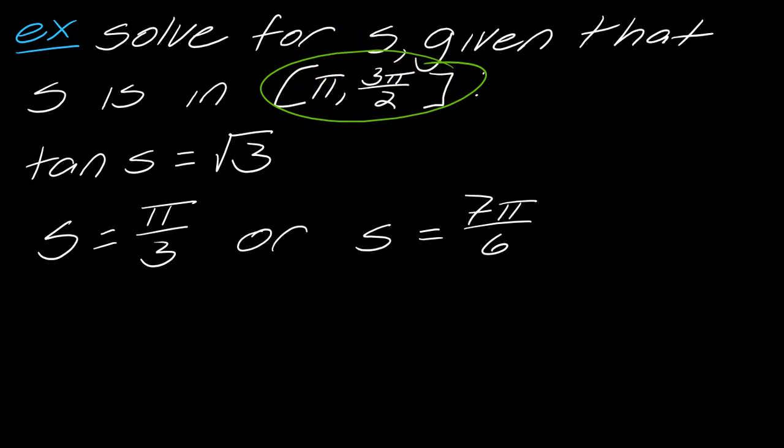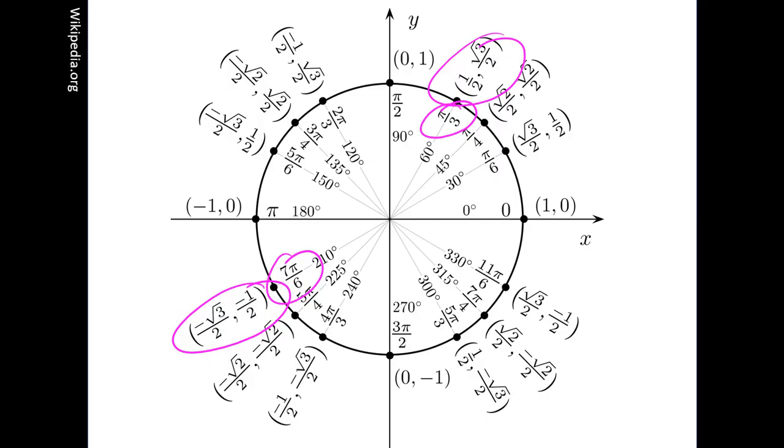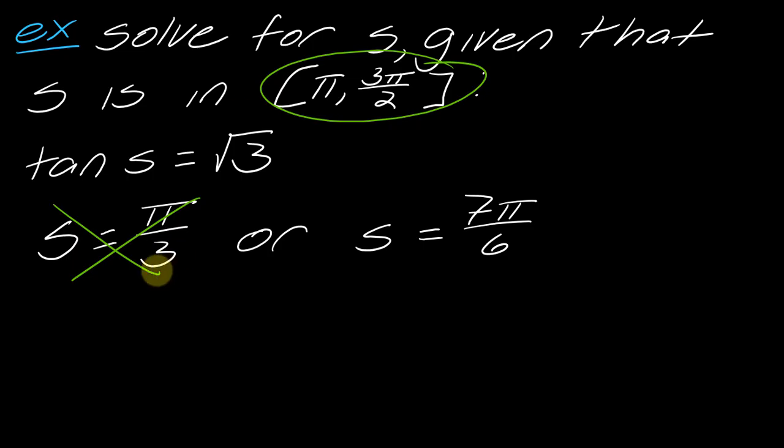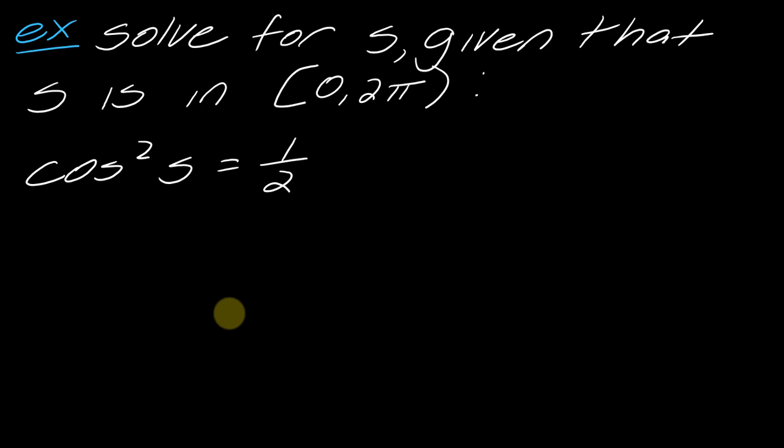Okay, so going back to the unit circle, now I have to think about pi to 3 pi over 2. So on the unit circle, where does that fall from pi to 3 pi over 2? We're talking about this part of the unit circle here. So this is the radian measure for this particular problem that I need, so I can discard this other possibility. So you see how that works? Okay, so let's try this one more time.